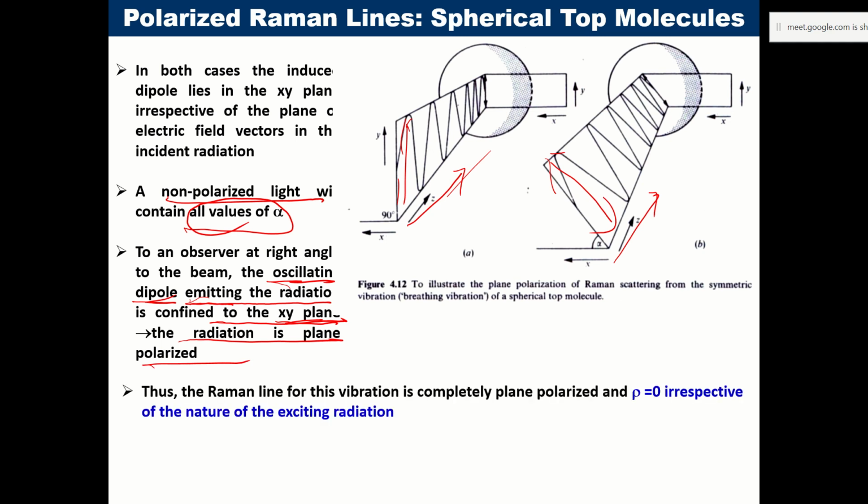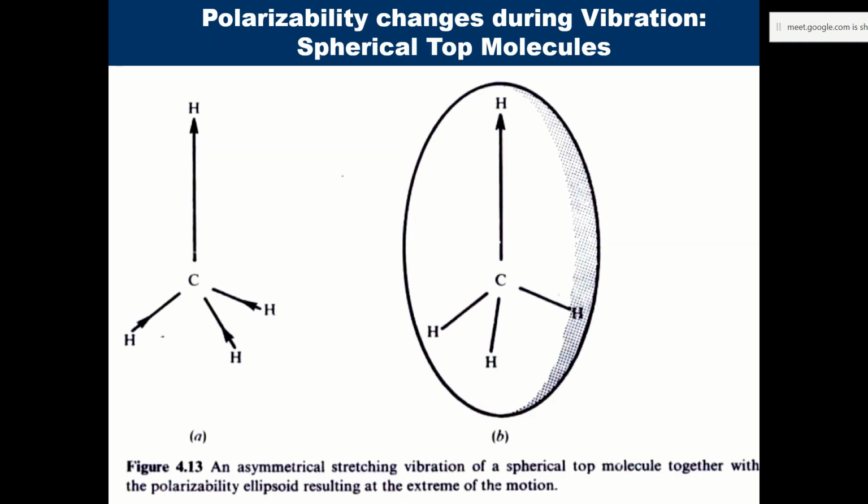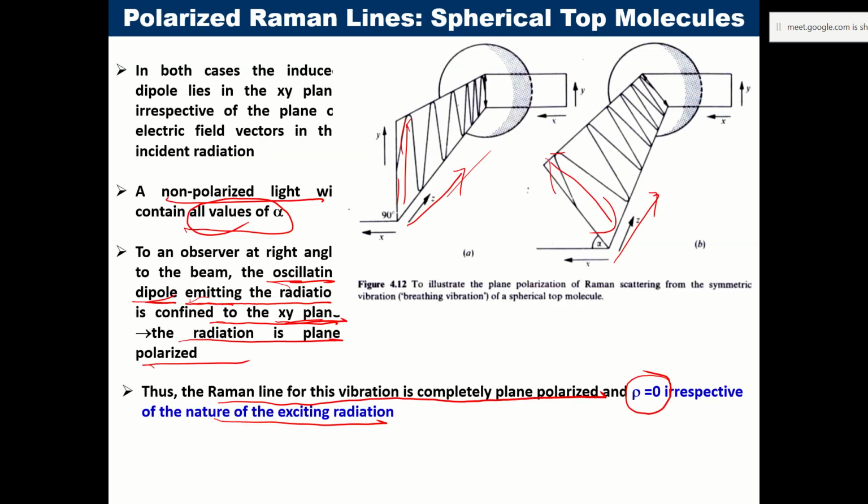So in this particular case, the symmetric vibration that we just saw, the Raman line for this vibration is completely plane polarized, and what we will observe is that rho is zero, irrespective of the nature of the exciting radiation. Okay, so that was the example for symmetric vibration, the breathing vibration. The breathing vibration will give polarized Raman lines in the spectrum. Okay, so that is one thing.